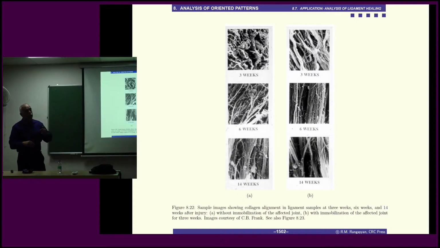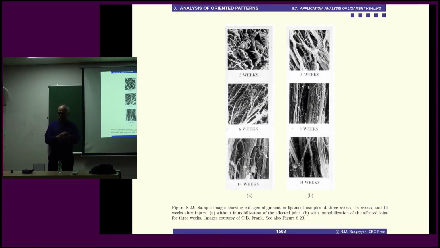So after injury inflicted surgically, the rabbits were allowed to heal, one by immobilization of the joint, like a cast, and the other, they were let free in the sense they could use that joint without any restriction. And here we have images of individual single samples. 3 weeks after injury, that is 3 weeks of recovery, 6 weeks and 14 weeks, without immobilization of the joint after injury. And here, 3 weeks, 6 weeks, 14 weeks with immobilization of the affected joint for 3 weeks.